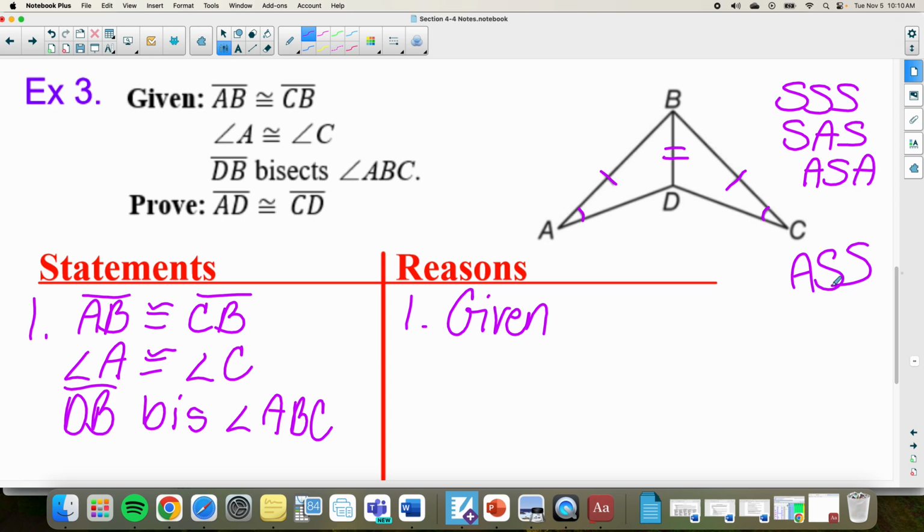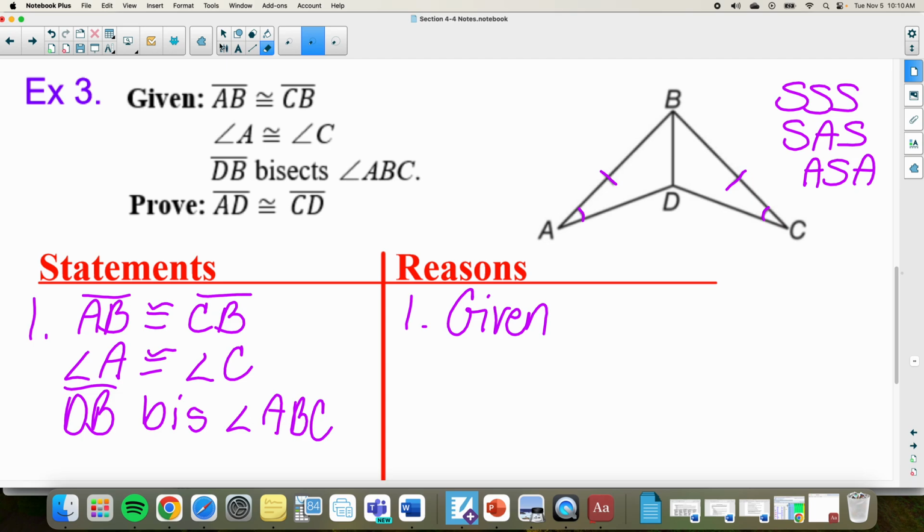If you did, they would call it side, side, angle. But that is not one that works. So if you ever get down and you think, well, why didn't they just have us use the reflexive property? Because that's something that's true there, but that doesn't give us one of these three, okay?